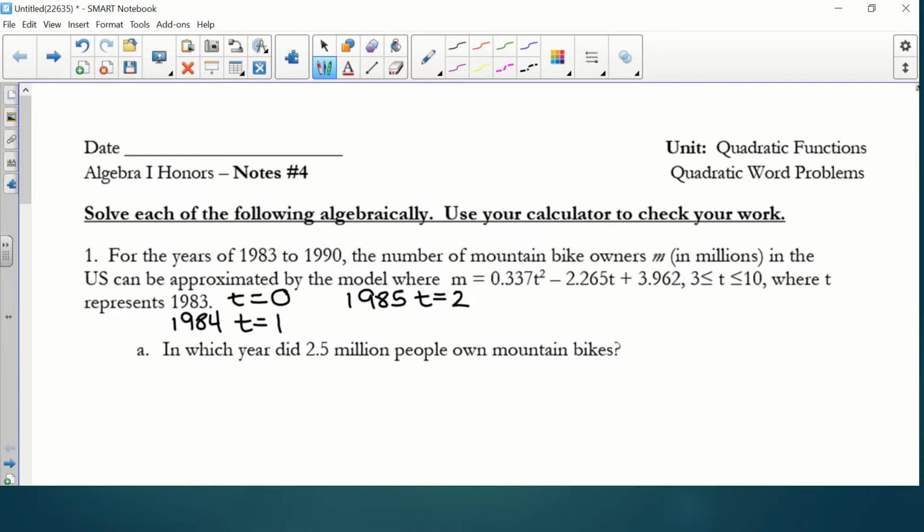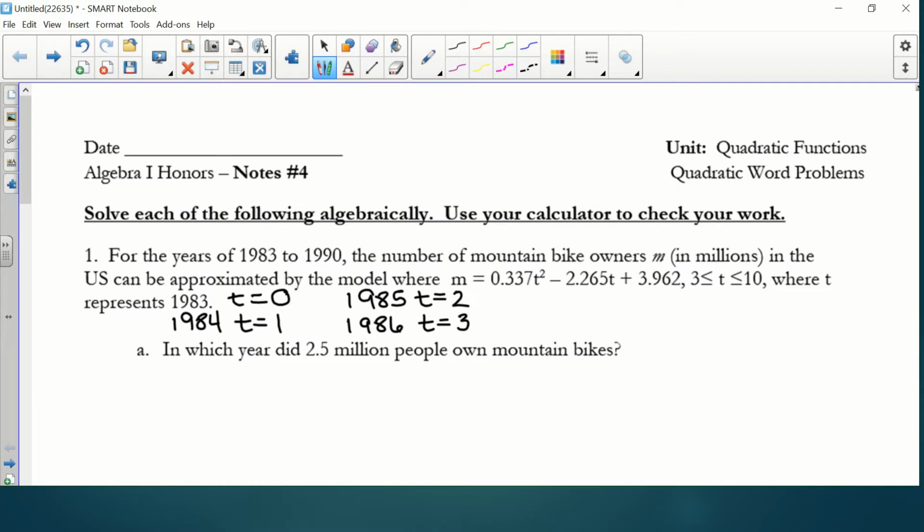Now, when we're talking about over the interval 3 is less than or equal to t, which is less than or equal to 10, a t value of 3 actually represents 1986, which would mean a t value of 10 would represent 1993. So just to give you a little perspective as far as what we're looking at here.